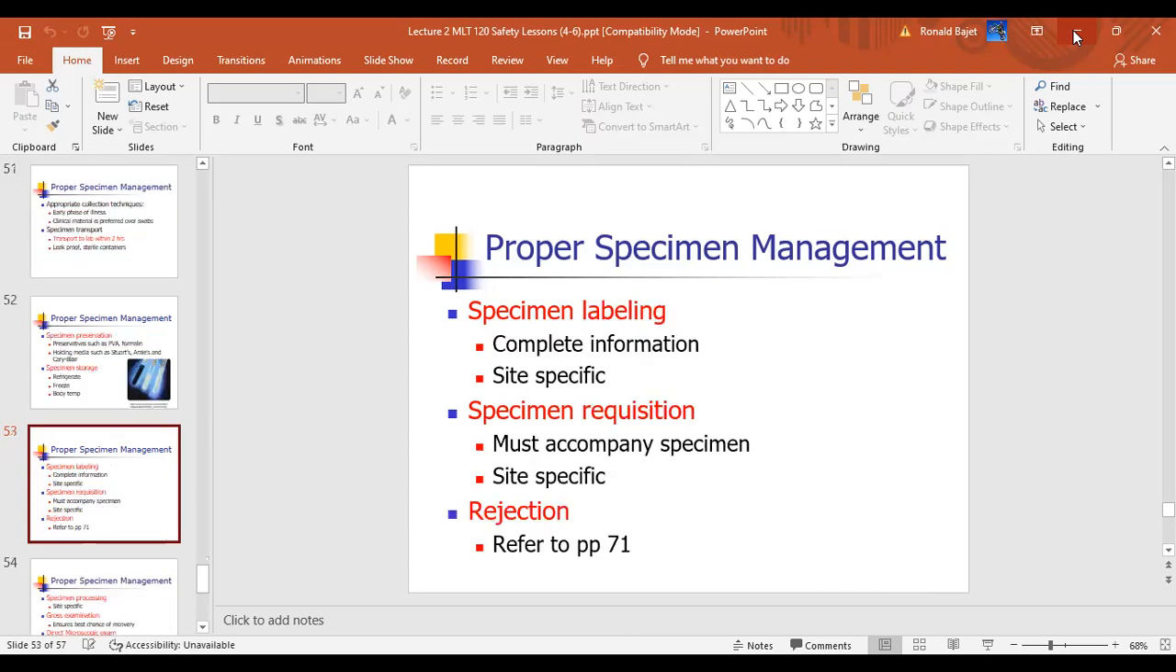Specimen labeling, no matter what department you're working for: whenever specimens come to the laboratory, you need to have a specimen rejection policy. If it's mislabeled, if the name on the paperwork doesn't match the name on the specimen, then that's a possible specimen labeling incident. If the specimen comes to the laboratory unlabeled, that's another reason for rejecting a specimen. You should never receive a specimen or do testing on a specimen that was unlabeled.